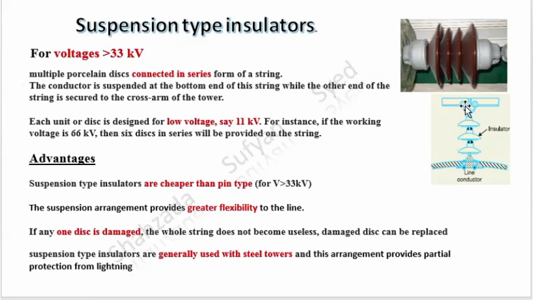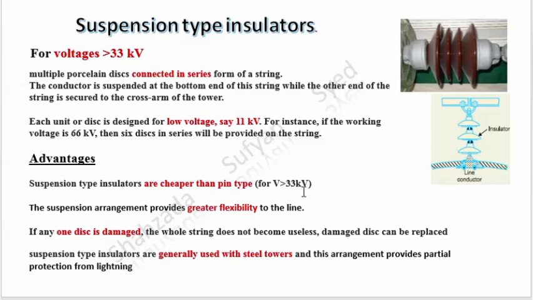Here each unit or each disc is designed for voltage up to 11 kV, and if someone wants to use 66 kV, then the number of suspension type insulators will be 6. In the same way, for 110 kV, the number of suspension type insulators will be 10. Suspension type insulators have some advantages. They are cheaper than pin type insulators for voltages greater than 33 kV.